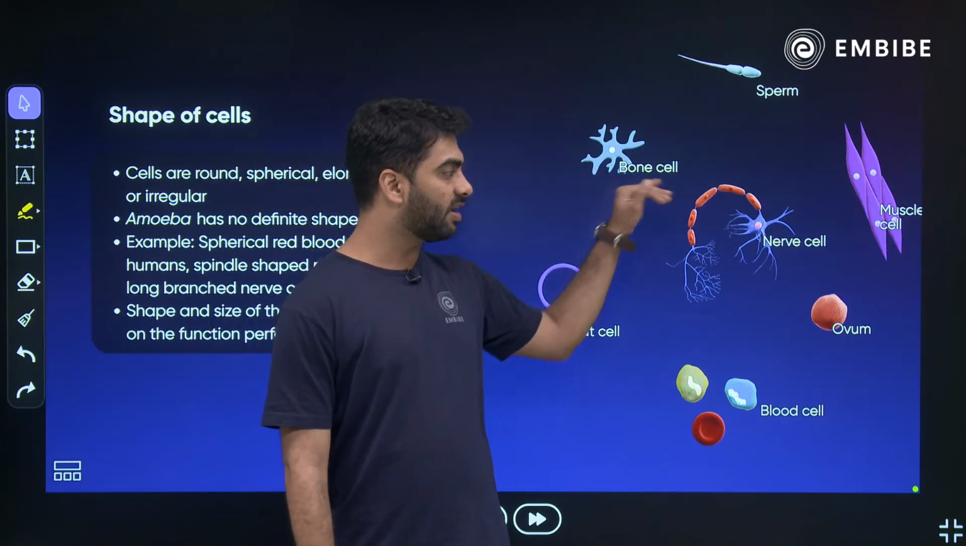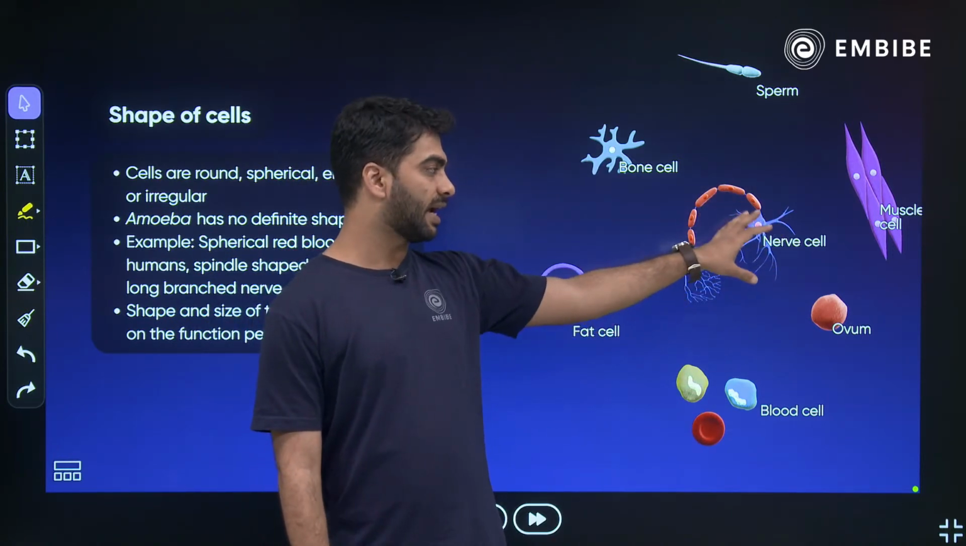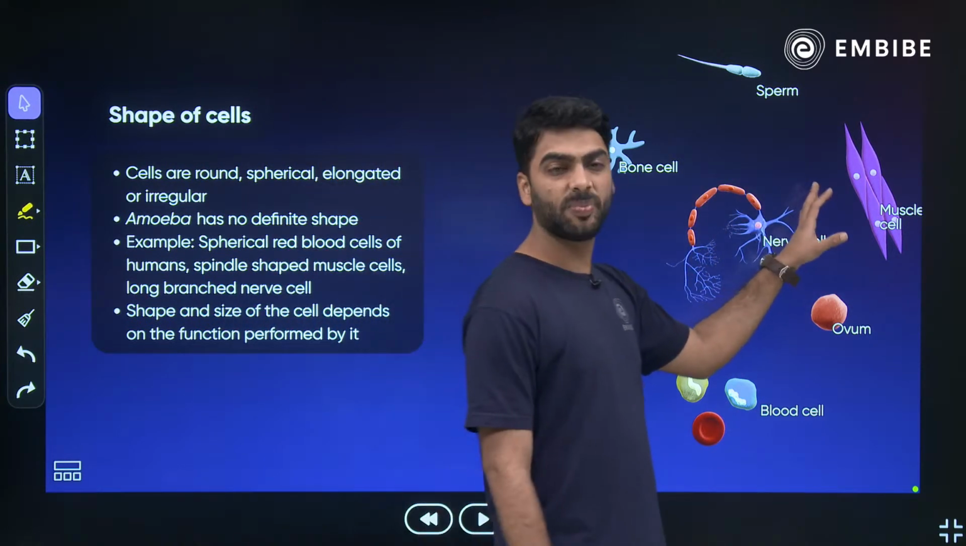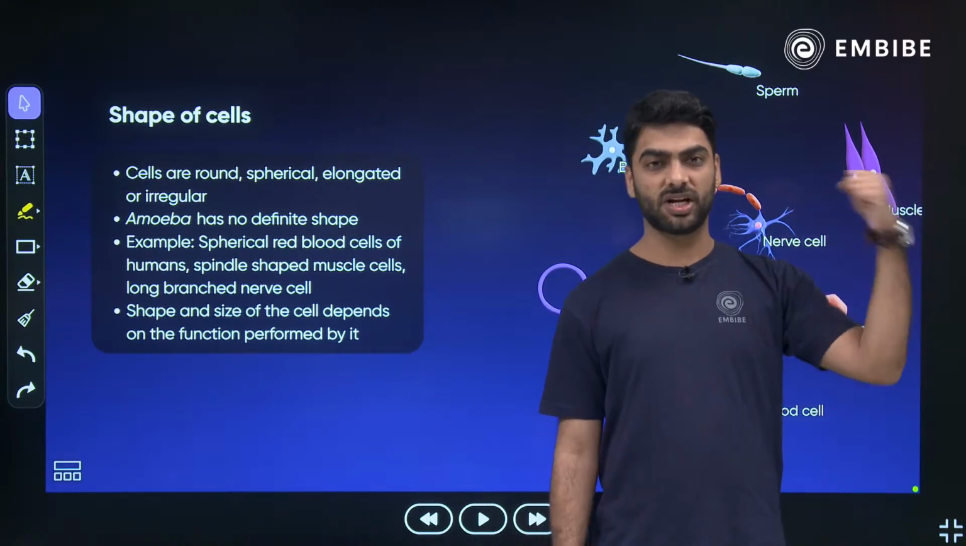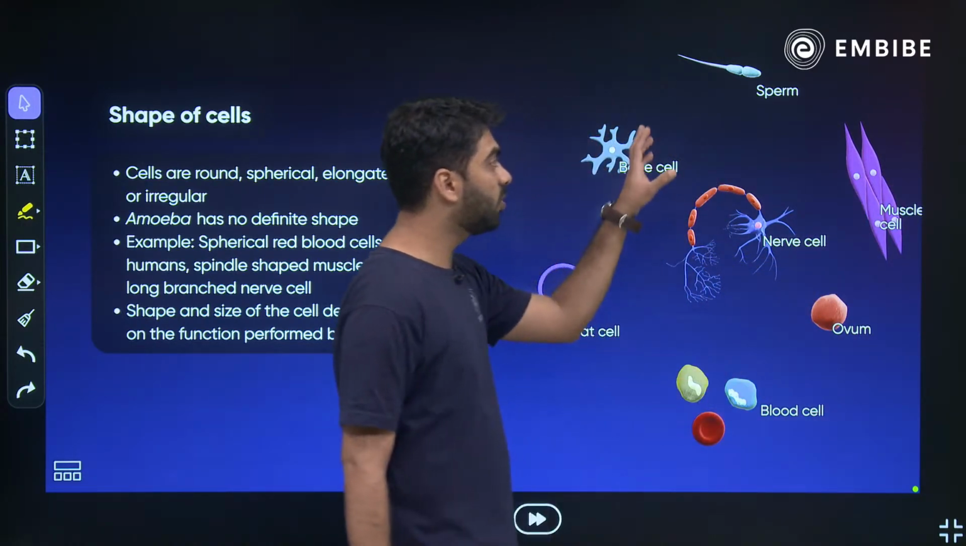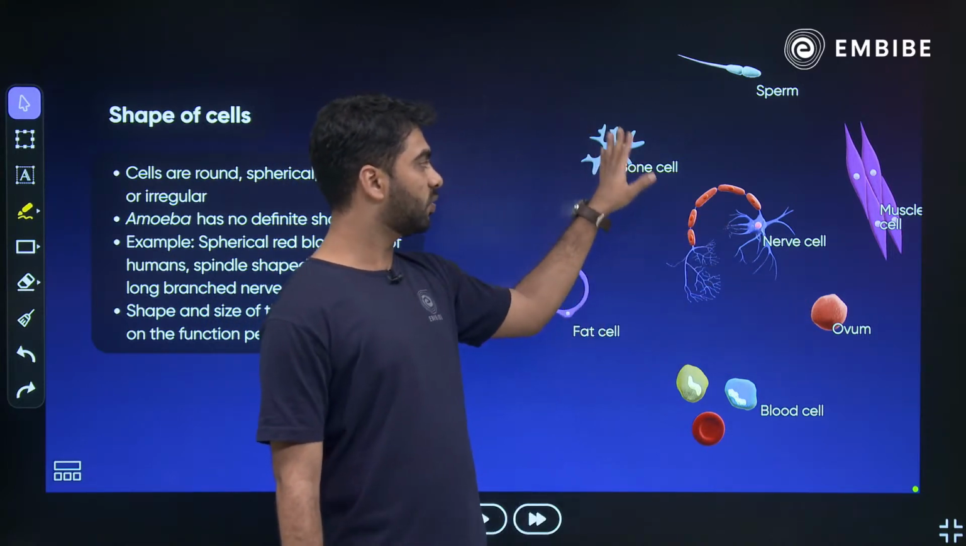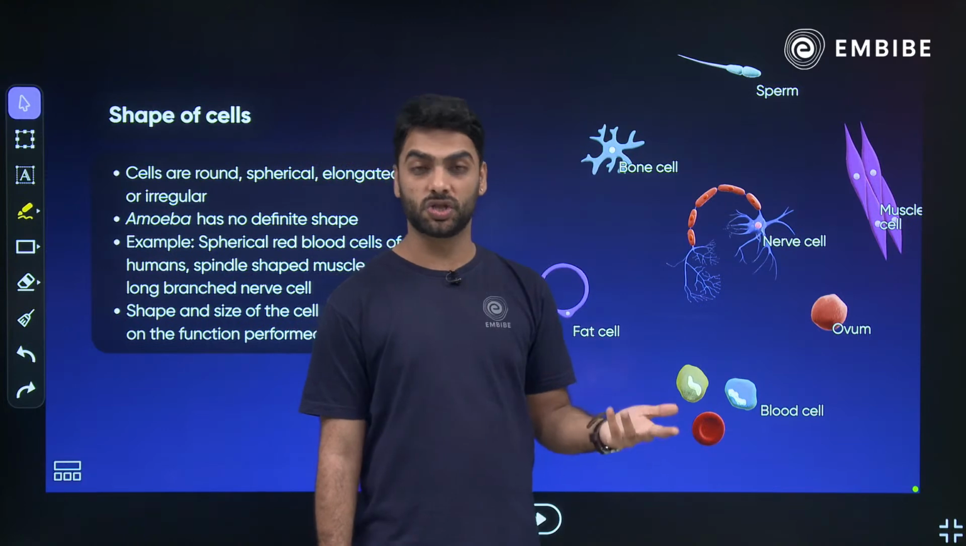Similarly, neurons are very long. They have cyton on one end and dendrons and axon on the other. Muscle cells are spindle shape, again because of contraction and relaxation functions. Sperm cells are the smallest cell. Ovum is the largest cell. Bone cell, you can see it is like a star shape called osteocytes.